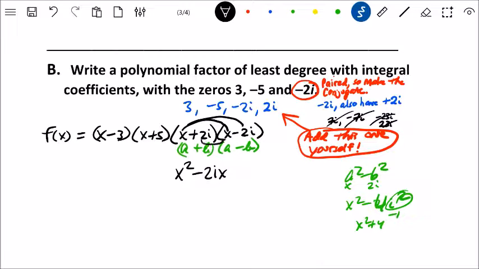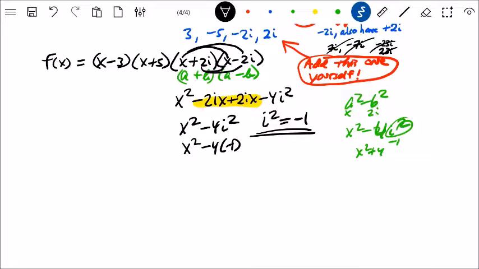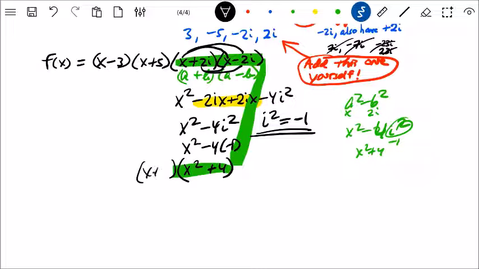2ix plus 2ix minus 4i squared. Notice that these cancel out. So I get x squared minus 4i squared. i squared equals negative 1. So I have x squared minus 4 times negative 1. And that means I have x squared plus 4. So this becomes this. And now I'm going to put these other ones in here.